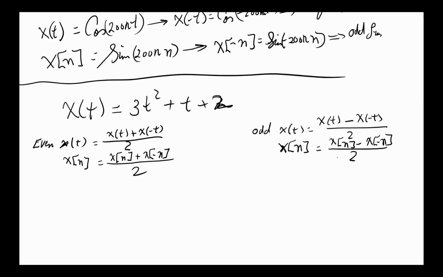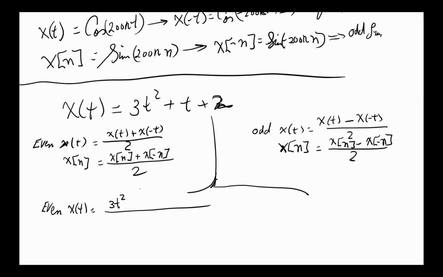Okay, now we can answer the question up here, which part of this is odd, which part of this is even. We want to find the even portion of x of t. So what we're going to do is take 3t squared plus t plus 2, that is the x of t. Now we're going to add x of minus t to that: 3t squared minus t plus 2, divided by 2. Therefore, the even portion of this is simply 3t squared plus 2. So that's the even portion.